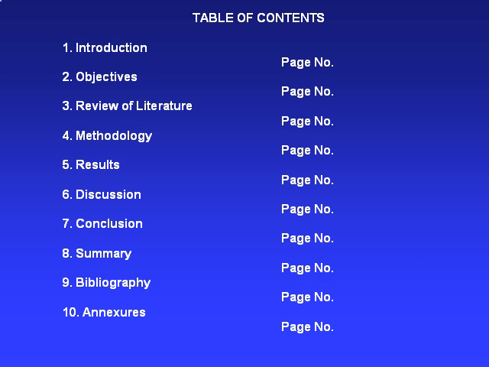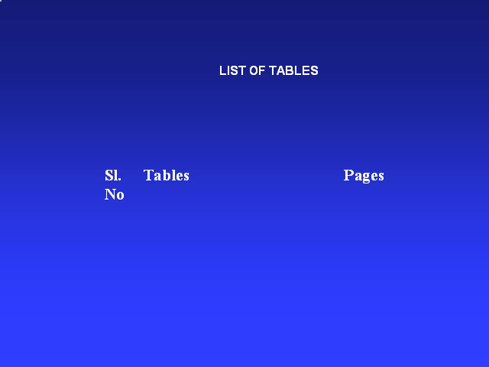After that we have the table of contents. The next is a list of tables. All the tables used in your work are serially numbered, and the table title is shown and the page where it appears.